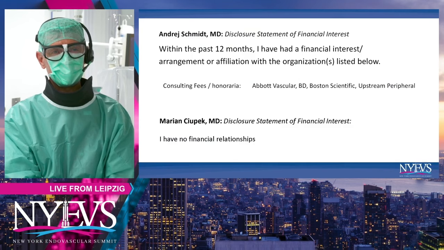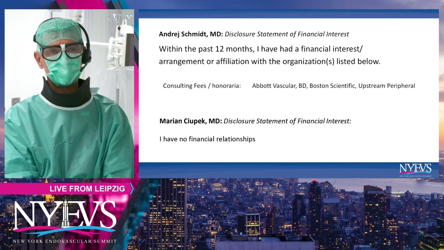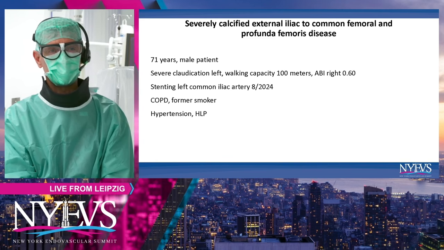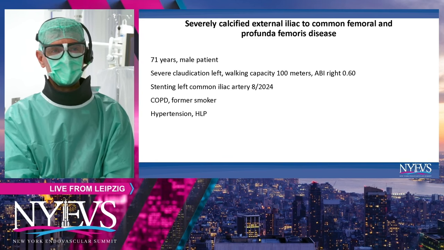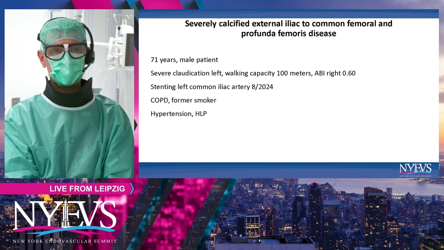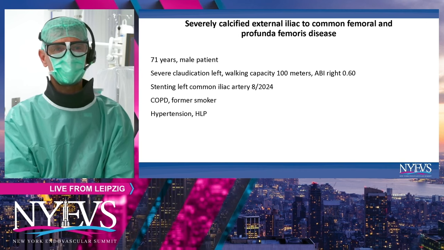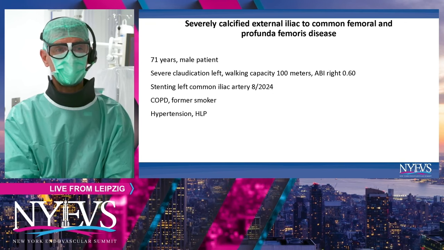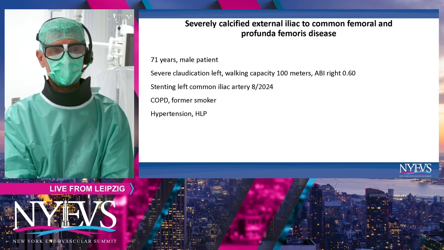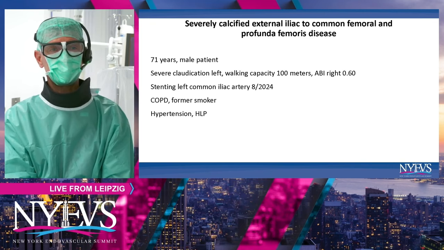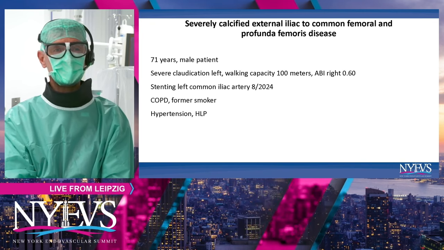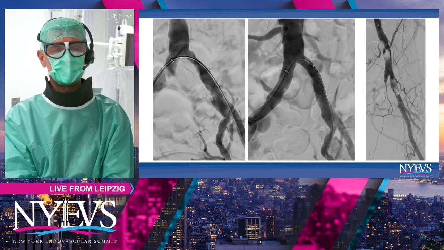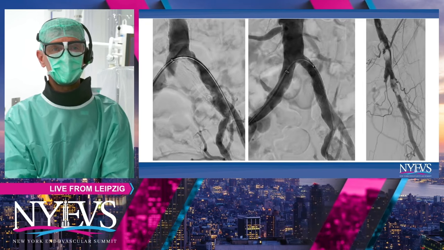Next, please. Conflicts of interest slide. These are my potential conflicts. This is a male patient, 71, with severe claudication, left 100 meters, ABI left 0.6. He had a stenting last month. He has some COPD, is a former smoker, with hypertension and HLP. Next shows you an angiography which was obtained.